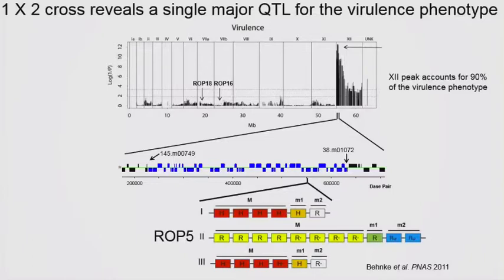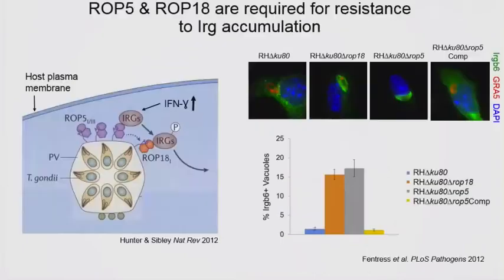If we knock out Rhop5 from type 1, it renders it avirulent. So now a parasite where it would take one parasite to kill a mouse, you can inject 1 million parasites and the mice don't even get sick, just by knocking out this locus. So what's going on here? We've got Rhop5 and Rhop18 that we found are virulence factors using this genetic mapping method. And what other studies have shown is that both are secreted upon invasion and traffic back to the parasitophorous vacuole.